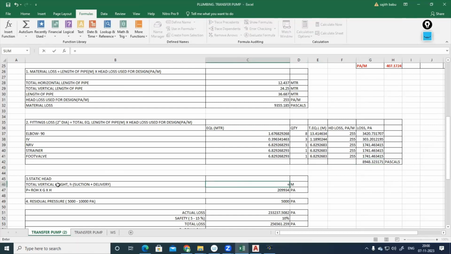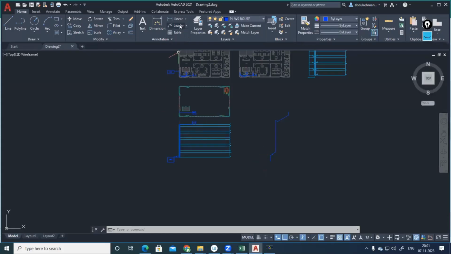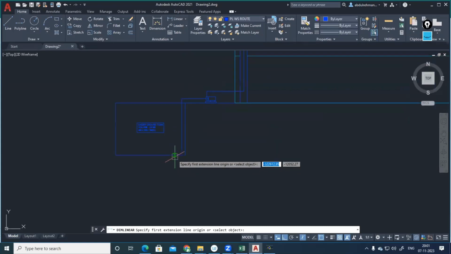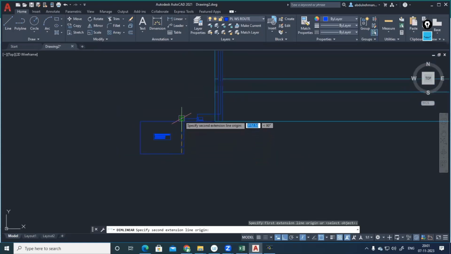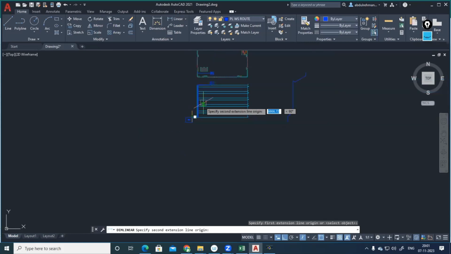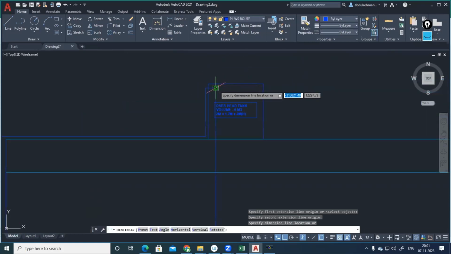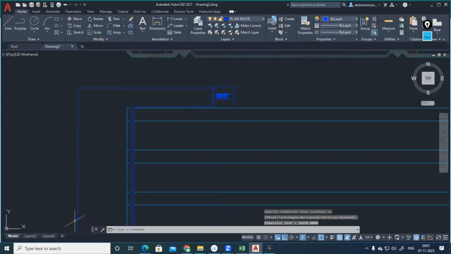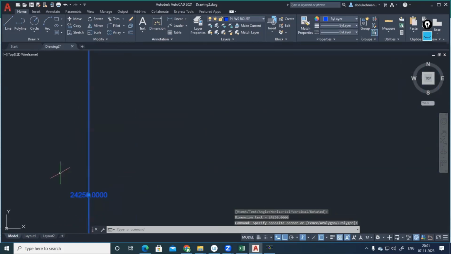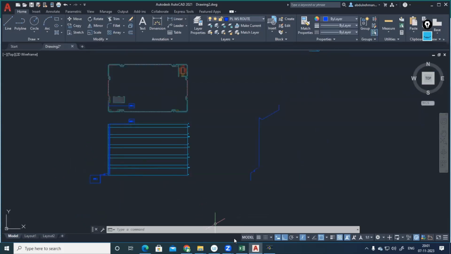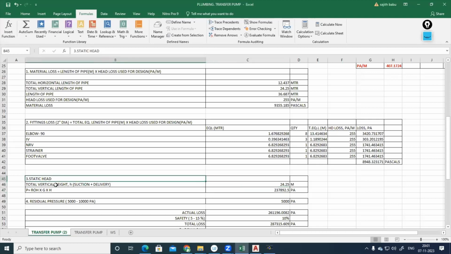Total vertical height, suction plus delivery, total vertical length is 24.25. Correct. Means from suction to the delivery, total vertical. This up to here, that is suction. Then from here to here, that is delivery. Anyhow, total suction plus delivery up to the tank, it is 24.25 meter. So this much vertical height, the pump has to overcome the gravity. That is called a static head. So come here. How much are we getting static head? Total vertical height, suction plus delivery, 24.25.